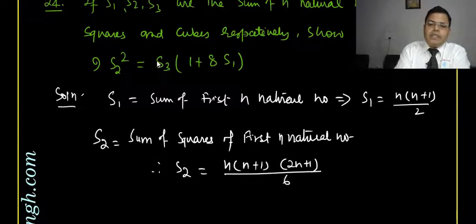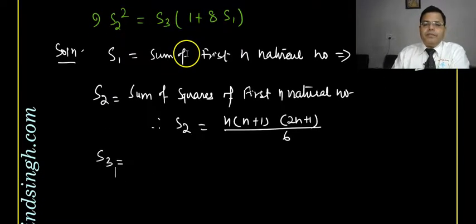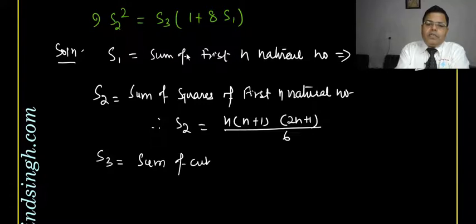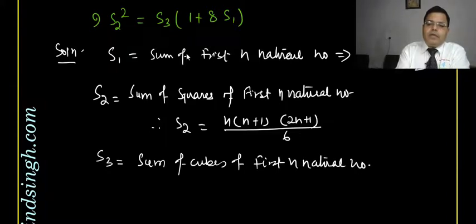upon 6. S3 is the sum of cubes of the first n natural numbers. And therefore S3 is equal to what? n into n plus 1 by 2 whole square.